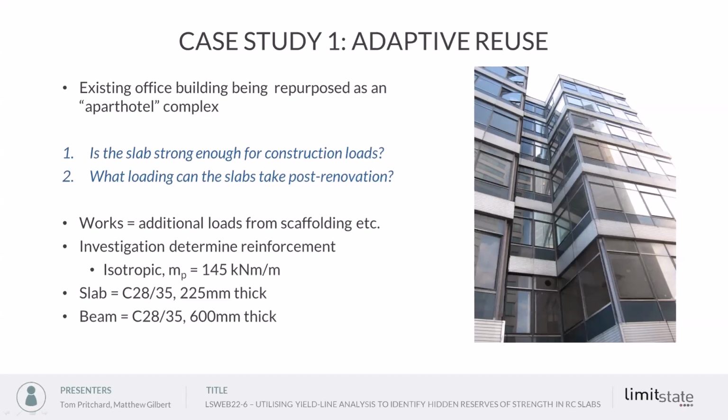The works are going to add additional loads from scaffolding and the like, and in terms of site investigation to determine the reinforcement, it was found that the slabs were isotropic with 145 kilonewton meters per meter moment resistance, slab portions and beam portions made out of the same grade of concrete, but the slab's 225 millimeters thick, whereas the beam was 600.